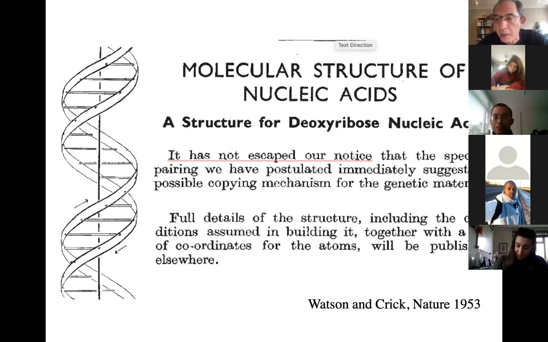They haven't done a single experiment in this paper to show that the double helix has anything to do with a copying mechanism of the genetic material. This is not a finding. Their finding was simply that they propose a structure for DNA, which is a double helix, based on Rosalind Franklin's data. But this sentence, which is really why this paper is so famous and their discovery was so important, is actually an implication. It has not escaped our notice that this is a potential copying mechanism.